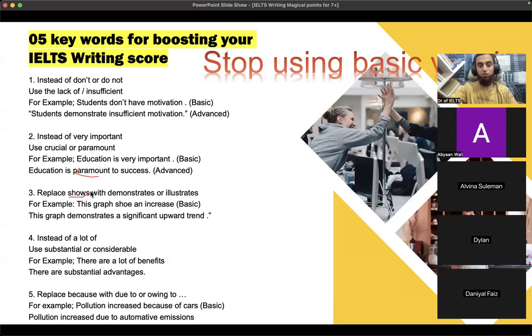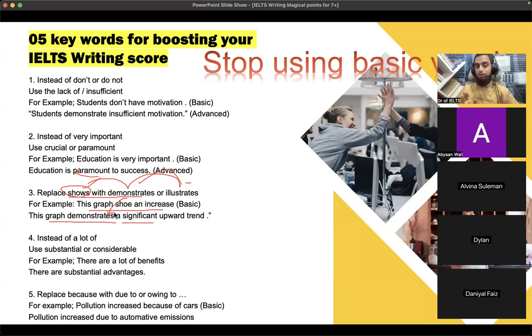Next, replace "shows." In IELTS Academic Task 1, where you describe a chart, which will be discussed in an upcoming week, instead of "shows," go for "demonstrates" or "illustrates" or "elaborates." "Depicts" is also fine, but it is better to use "demonstrate" or "illustrate." Like, "the graph shows an increase" becomes "the graph demonstrates a significant increase." Now, a single word, grammatically again the same, correct.